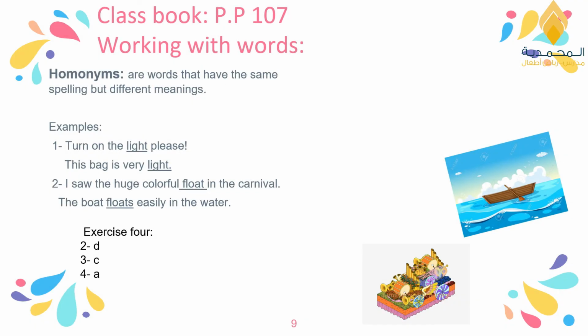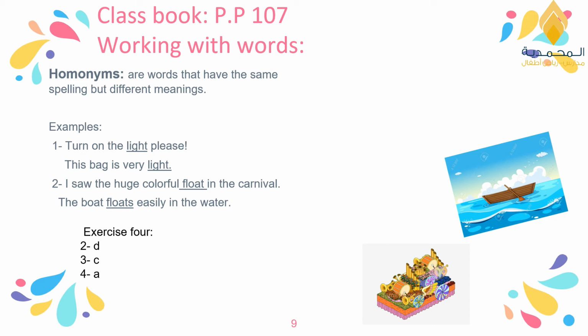In your class book, page 107, Working with Words. Today, we are going to talk about homonyms. Homonyms are words that have the same spelling but different meanings. So, when we have two words with the same spelling but the two words have different meanings, we call them homonyms.